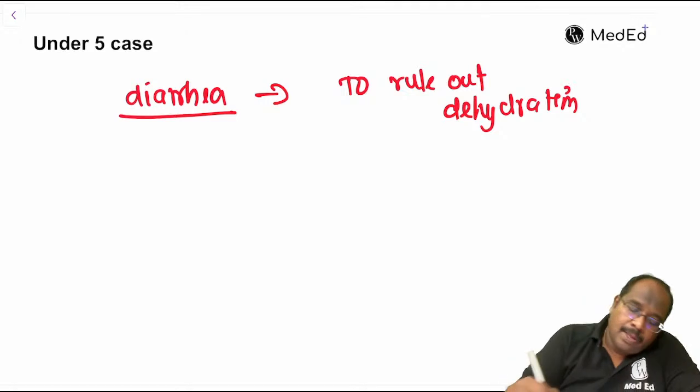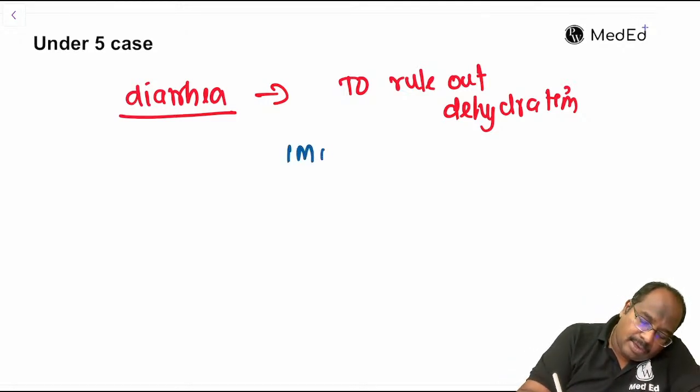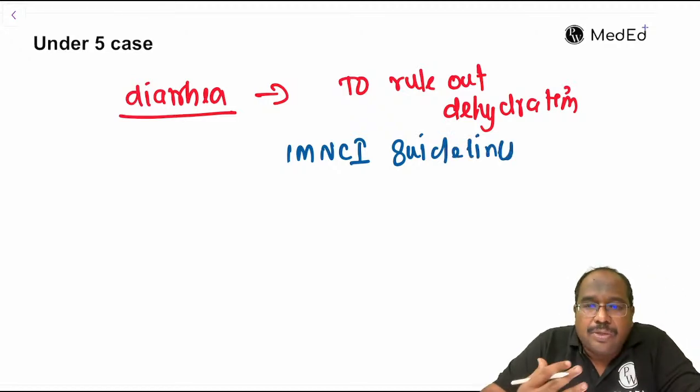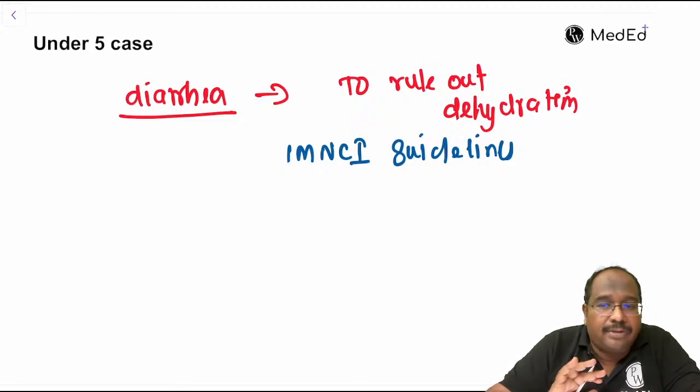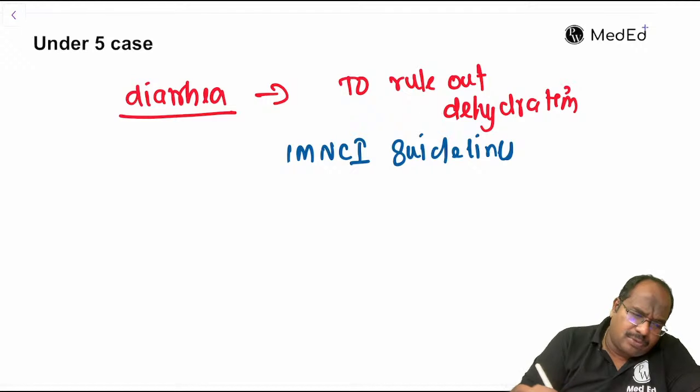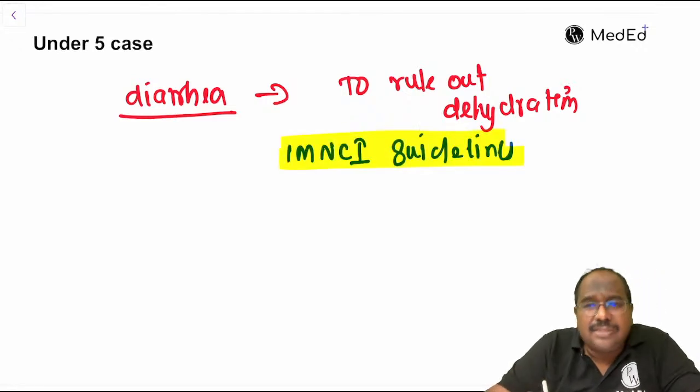For that, you have to follow the IMNCI guidelines. You have to look for sunken eyes, general condition, skin pinch test, and thirst. Four things you have to see. This is what the IMNCI guidelines say. Most of the time students are not following IMNCI guidelines, and that is what they will expect. As a teacher, the examiner checks whether you know the IMNCI guidelines or not. Under 5 children, any child with diarrhea, you have to look for general condition and sunken eyes.